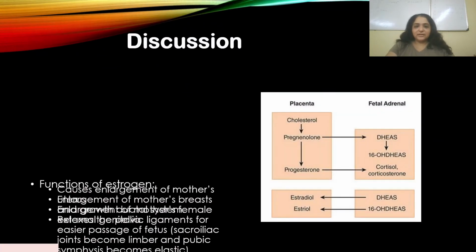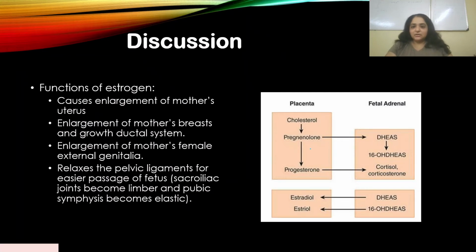Yeah, so this is the diagram that I was talking about. See, pregnenolone goes into the fetal adrenal cortex and forms DHEAS and 16-OH DHEAS, and that moves back into the placenta to form estradiol and estriol. All right. So this is it. So what are the functions of estrogen?